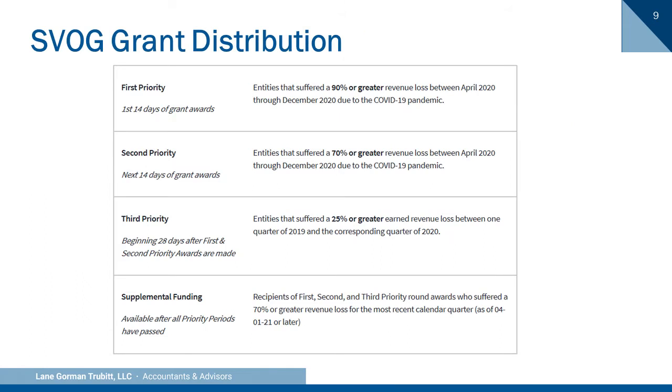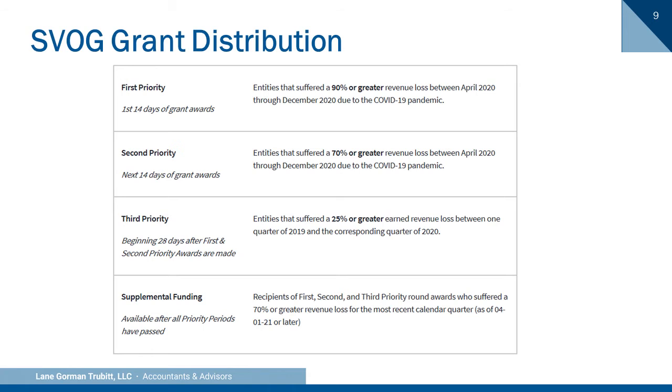So now let's take a look at the SVOG grant distribution timeline and their priority listing. For the first priority, SBA will be focusing their distribution on entities that suffered a 90% or greater revenue loss between April 2020 through December 2020 due to the pandemic. So that's going to go from day 1 through day 14 once the application window opens. As I mentioned earlier, the application window is not open yet. Then the second priority will be given to those entities that suffered a 70% or greater revenue loss between April 2020 through December 2020. And that's going to be for the next 14 days.